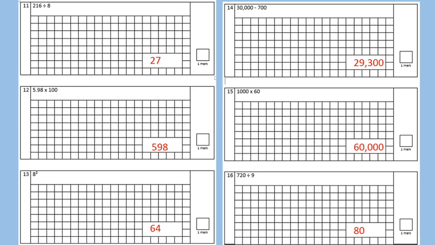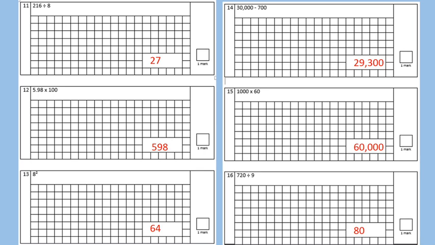Number 12, you've got 5.98 multiplied by 100. Now remember, you don't need to do a multiplication grid method for this. You are literally just moving each digit up 2 place values. And the reason it's 2 place values is because there's 2 zeros in 100. So my answer would be 598.